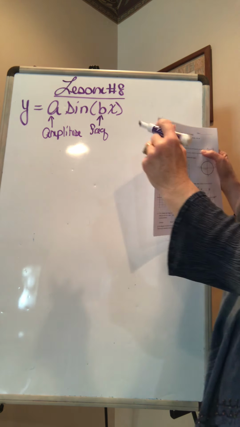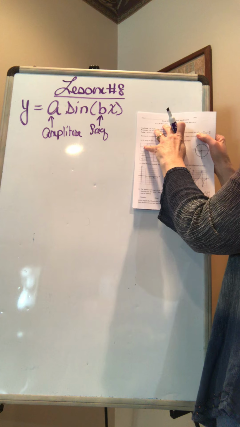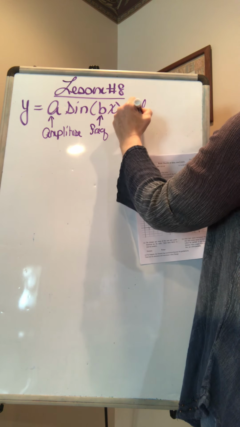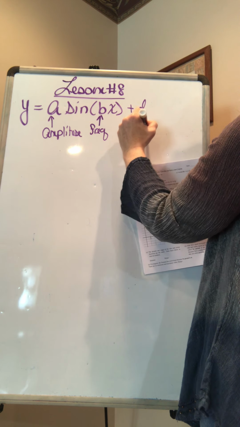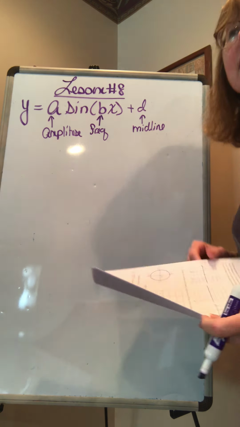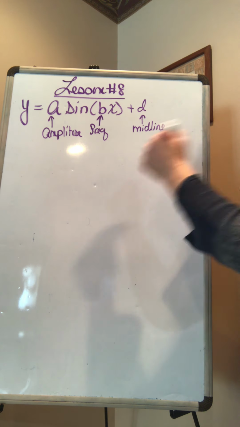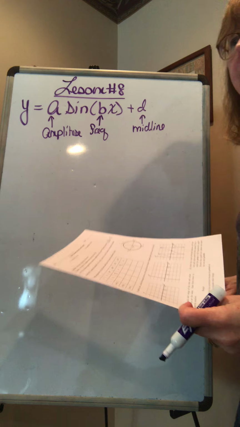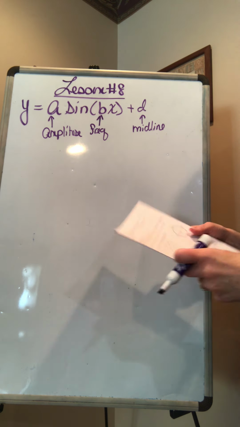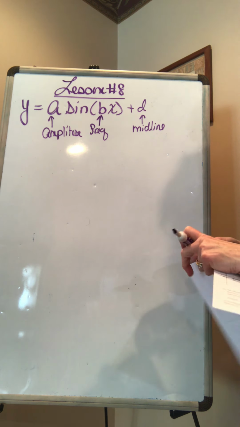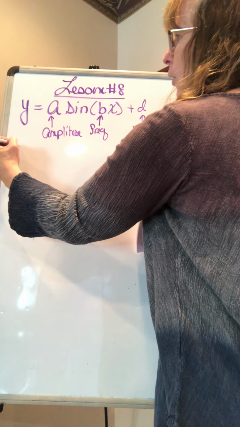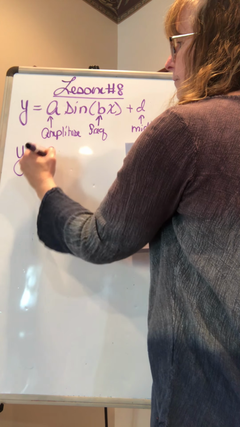We are not going to do the C. On your paper, you'll see a C. We're not doing the C. And then this D is going to be called the midline. We're not going to worry about the midline until we get to lesson 10. Right now, our midline is going to be 0. The middle of all our curves is going to be 0. So for lessons 8 and 9, no midline.